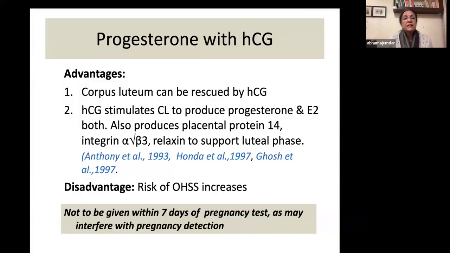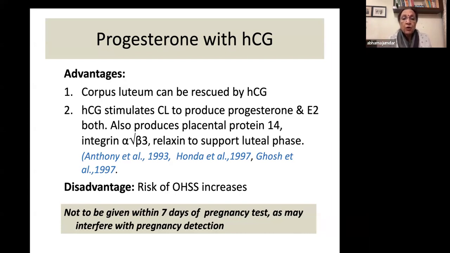So what are the advantages of HCG compared to progesterone? Corpus luteum can be rescued by HCG. HCG stimulates corpus luteum to produce progesterone, estradiol, and also produces placental protein 14, integrin alpha 5 beta 3, and relaxin to support the luteal phase. So, if we stimulate the corpus luteum, that is the best because it knows in what proportion it needs to produce estradiol, alpha 5 beta 3 integrin, placental protein 14, and relaxin, everything to support the luteal phase. But if you are not stimulating it like this, then you will have to give a little estradiol and small doses of HCG to allow the corpus luteum to produce all these.